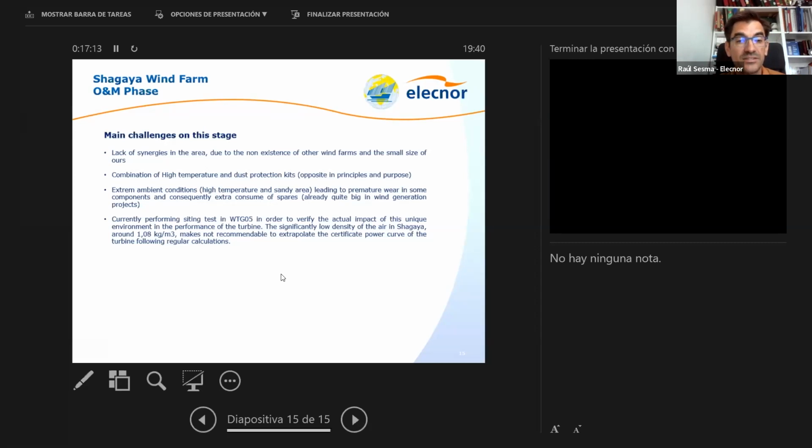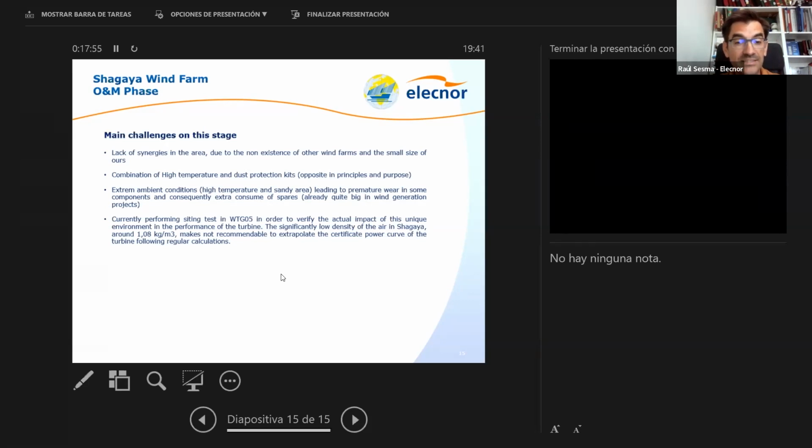Also, the extreme conditions in Shagaya have led to premature wear in some components. We need to remember the mechanical components that are always rotating, like the rotor, the high-speed axis and the gearbox. With this high temperature and the influence of the dust, we have experienced extra consumption of spare parts that, together with the small size of the wind farm, makes it more difficult to reach the values we want in availability and productivity.